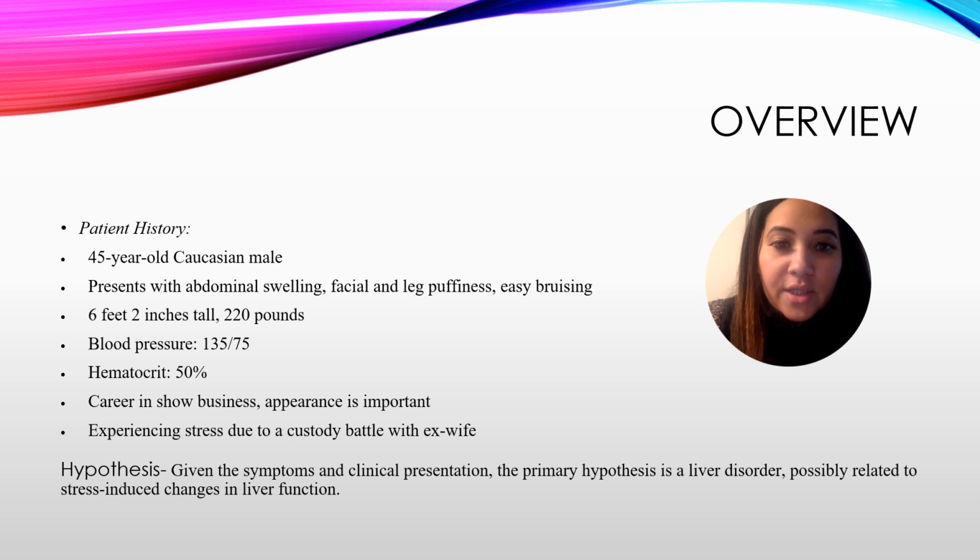Here we have a patient history. A 45-year-old Caucasian male presents with abdominal swelling, facial and leg puffiness, and easy bruising. He appears to be 6 feet 2 inches tall, 220 pounds. The blood pressure is 135 over 75. The hematocrit is 50%. His career in show business appears very important to him. Experiencing stress due to a custody battle with his ex-wife.